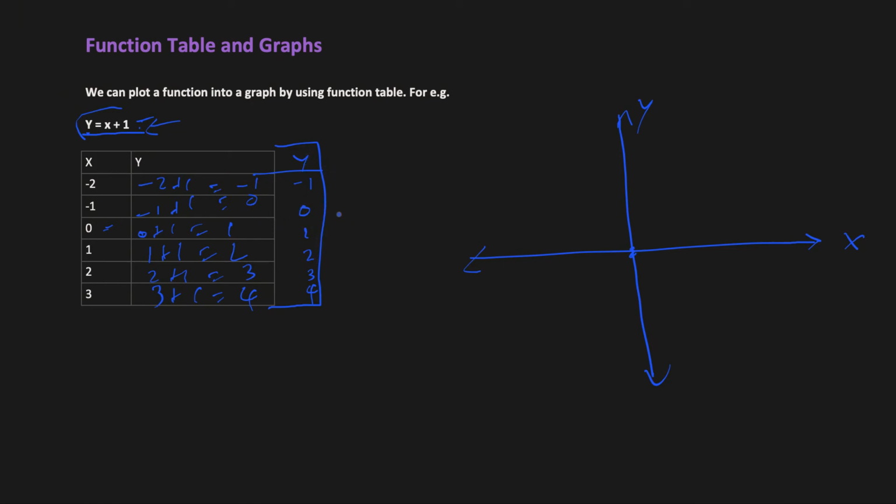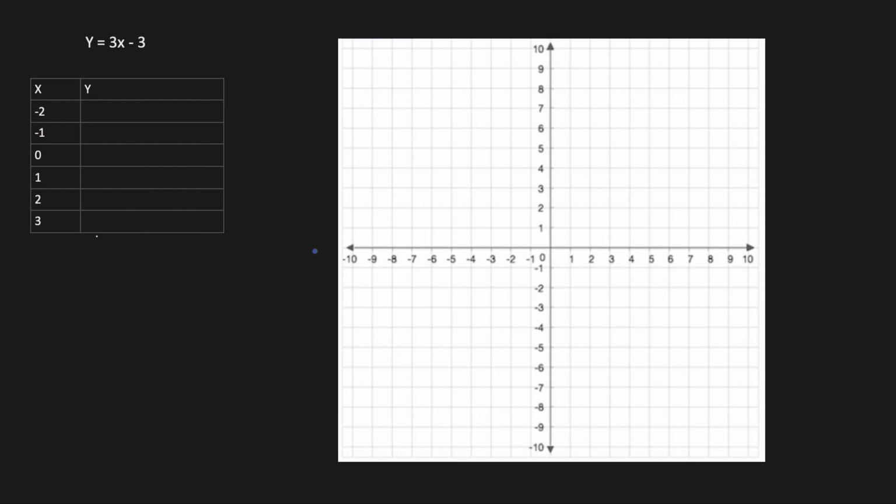Okay, so we'll use this concept and solve other problems. In this case we have the equation y equals 3x minus 3, and this is our empty graph, and we'll try to plot this equation onto this graph. So when x is minus 2, we get y as 3 times minus 2 minus 3, which is 3 times minus 2 is minus 6, and minus 3 is minus 9.